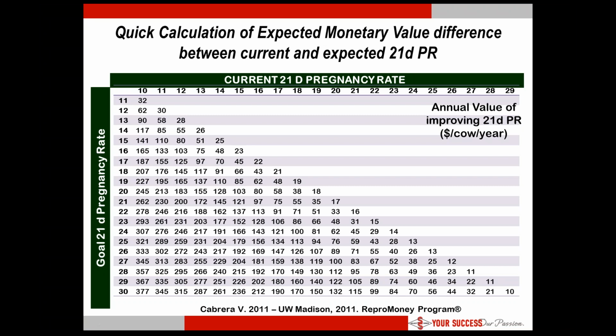Now, a lot of the herds that have purchased Cal Manager are above average herds. So say we're at 22 and say we go to 24, we're saying that's $29 per cow per year. So that's kind of the return that you see from where you're at now to where you're going to go in 12 months with a pregnancy rate.